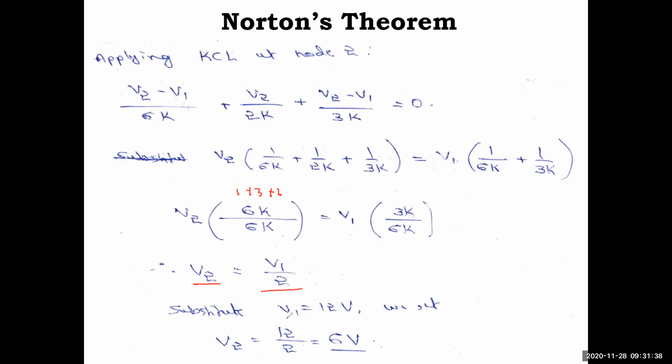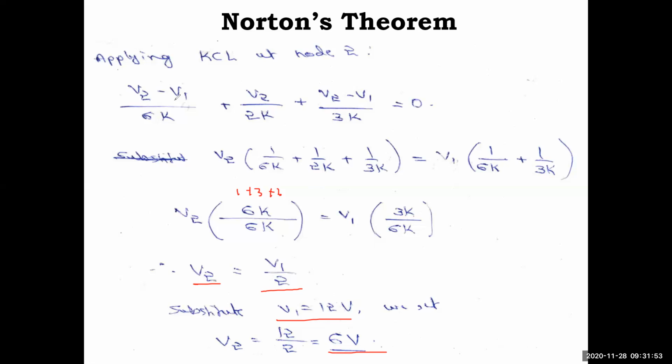So now we know the V1 value. We have just substituted 12 volt. So V2 is 1 by 2 of 12, which is equal to 6 volt. Now you have got the node voltage. Once you have the node voltage, you can easily find the ISC current.